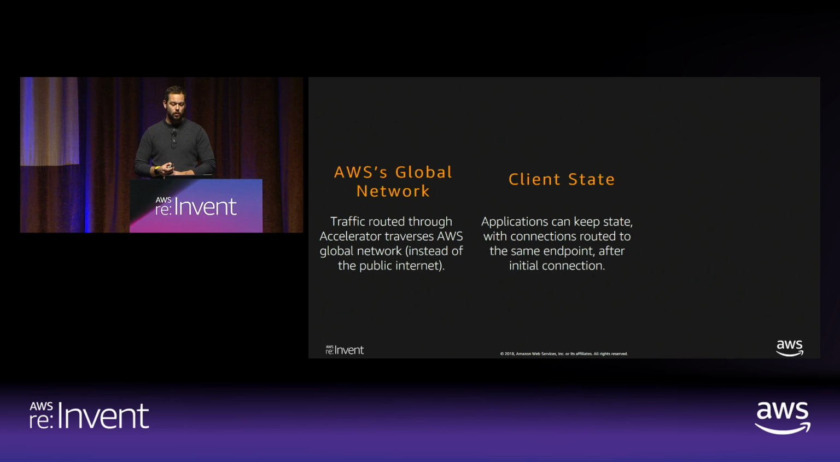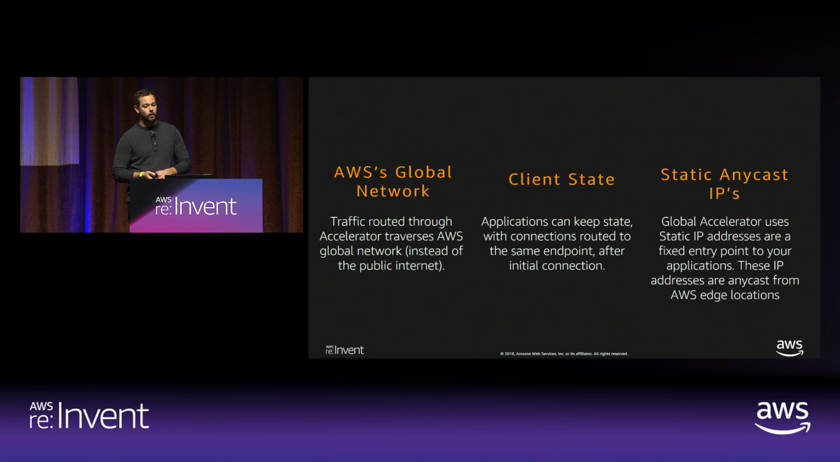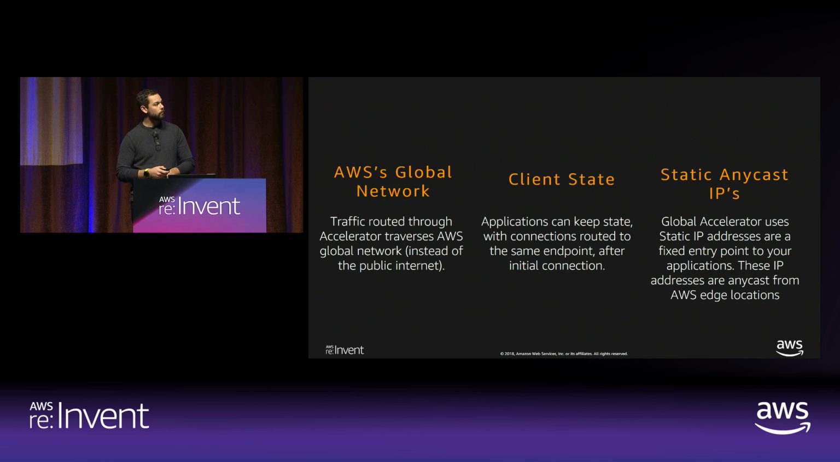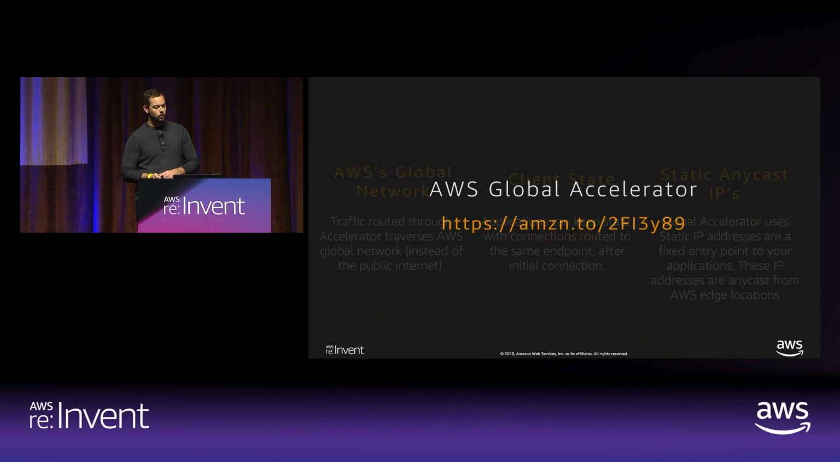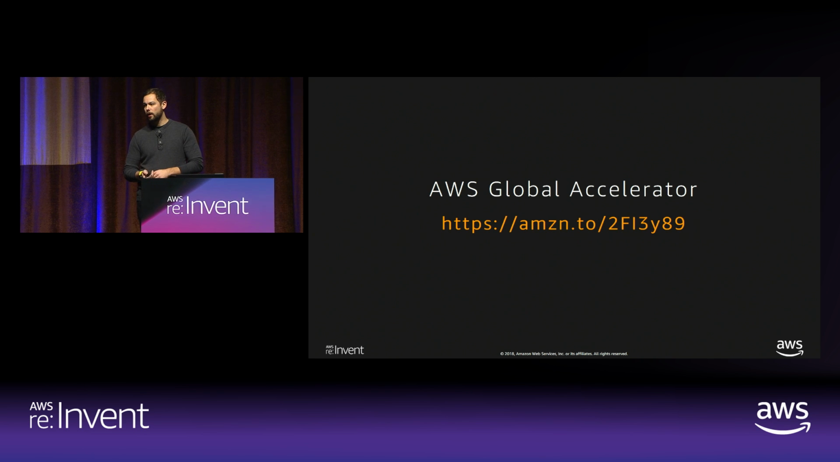Client state as well. So applications can keep state with the connections after they're routed to the same endpoint, after the initial connection. And these are basically static Anycast IPs that will sit at the CloudFront edge. Pretty cool stuff. So that's Global Accelerator.